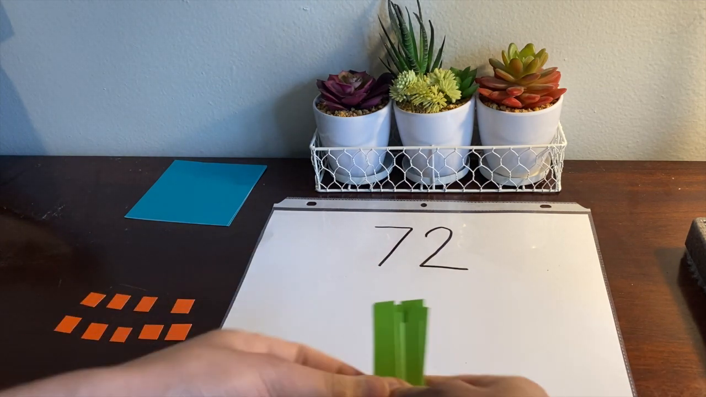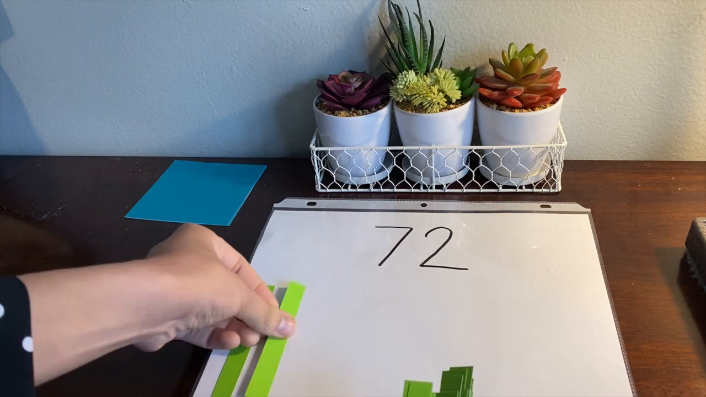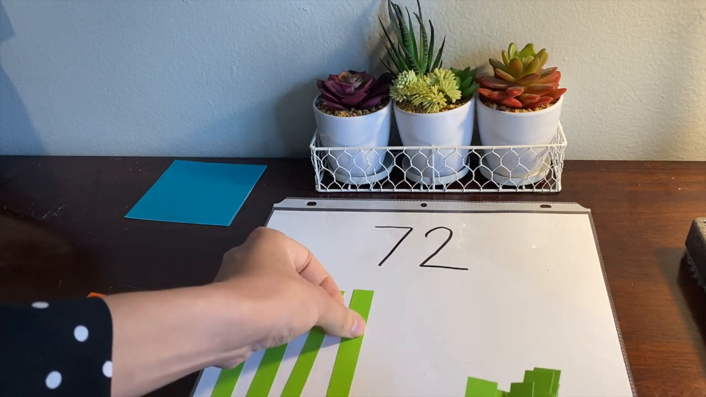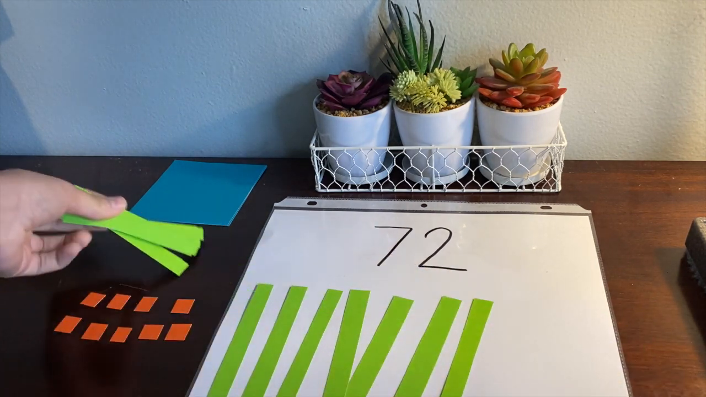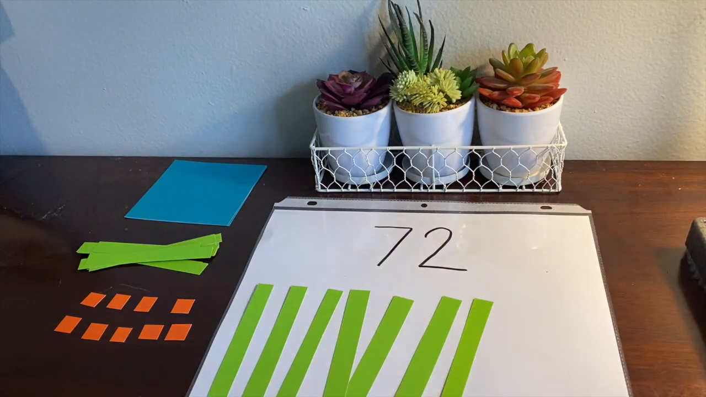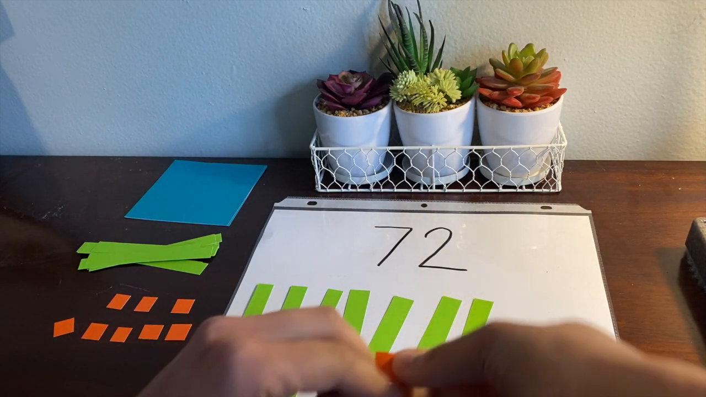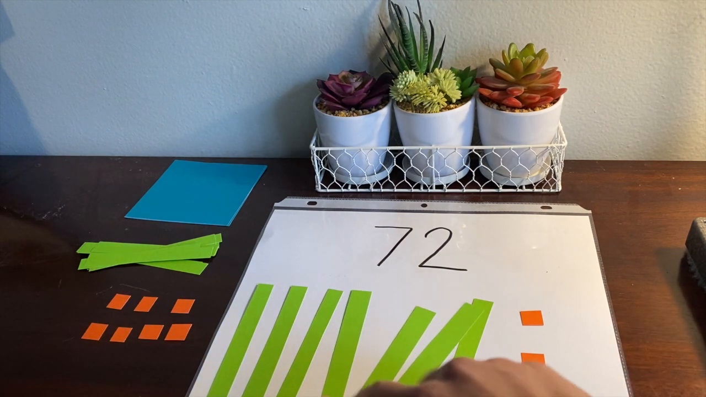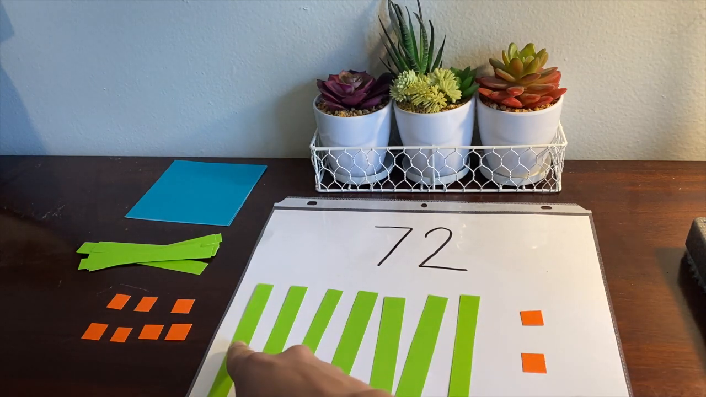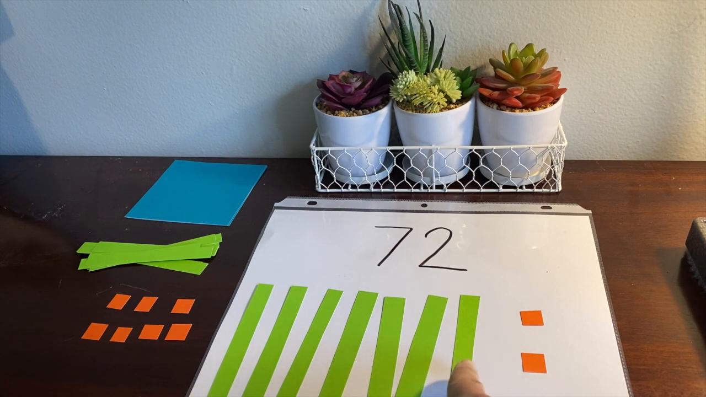First, I noticed that we'll need 7 groups of 10. 1, 2, 3, 4, 5, 6, 7. I also noticed that there is a 2 in the ones place. 1, 2. Let's double check our work by counting by tens and adding on the ones just to make sure that we have the correct value. 10, 20, 30, 40, 50, 60, 70, 71, 72.